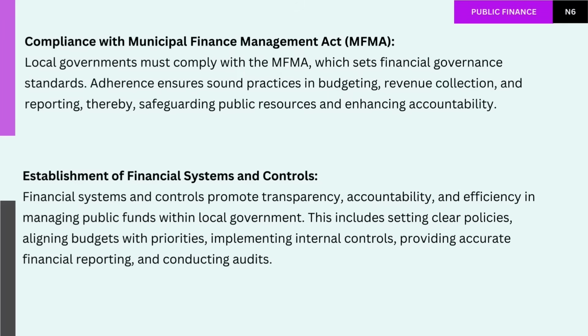5. Establishment of financial systems and controls. Financial systems and controls promote transparency, accountability, and efficiency in managing public funds within local government. This includes setting clear policies, aligning budgets with priorities, implementing internal controls, providing accurate financial reporting, and conducting audits.